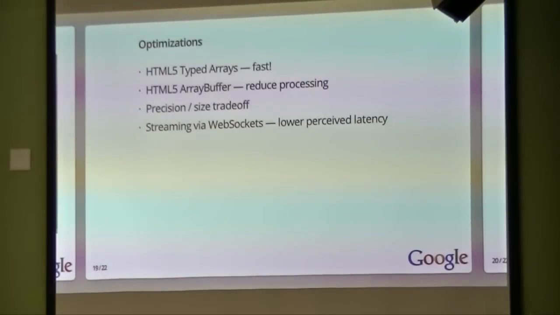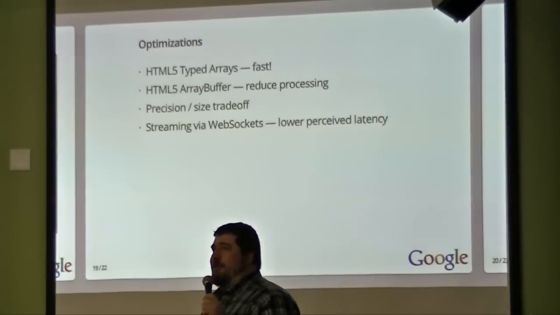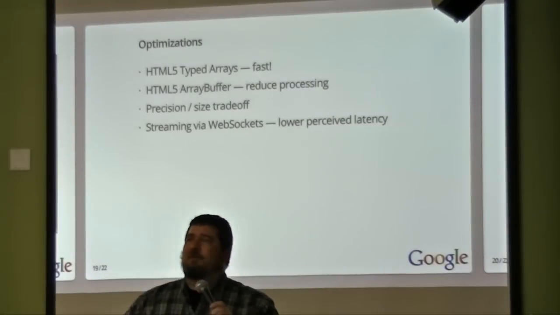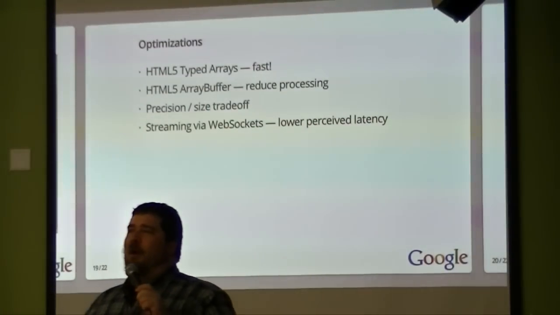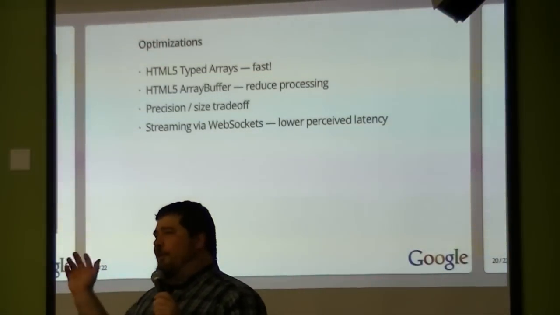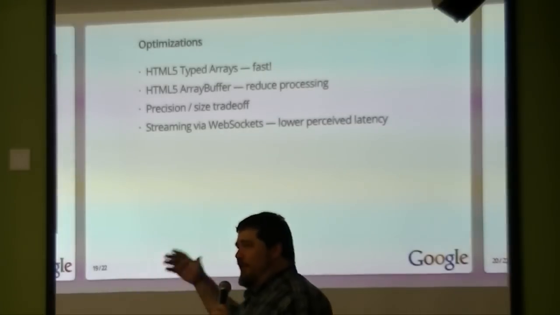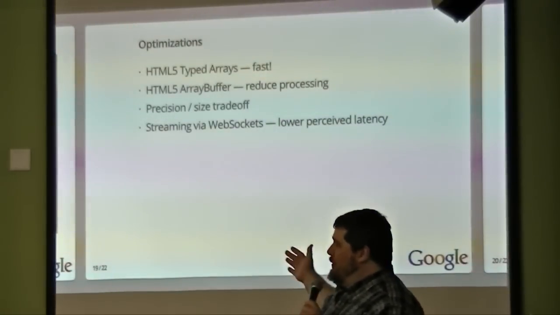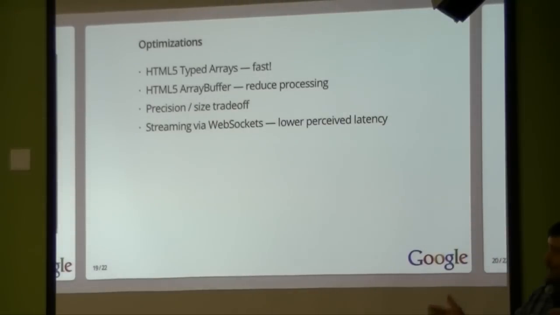So there's a few things you can do for optimizations. You can use typed arrays and array buffers. I have 5 minutes? Okay. There's sort of precision versus size trade-offs. So when you're doing really precise geographic coordinates, they're often floats, and in programming terms they get to be very long. The longer they are, the more memory they take up. So you make some trade-offs on that, and stream in the data via WebSockets.